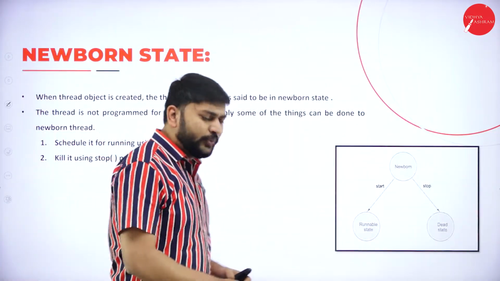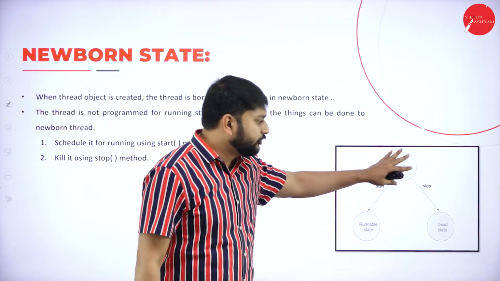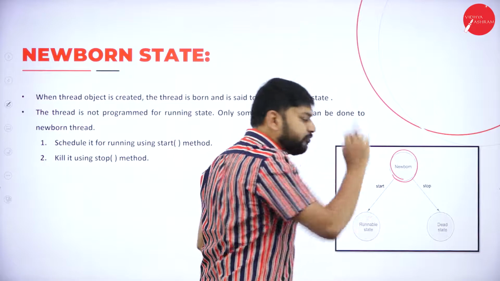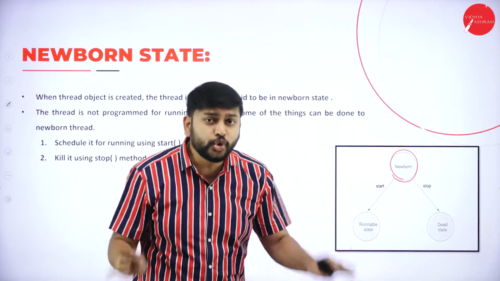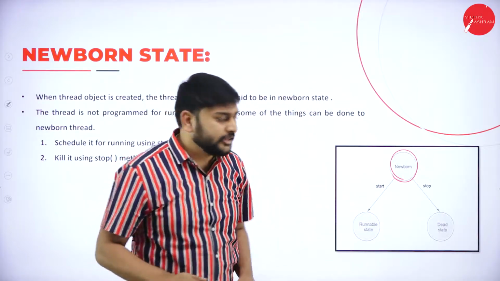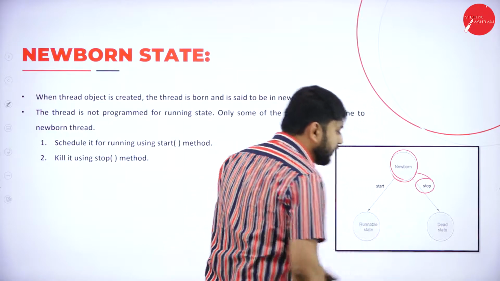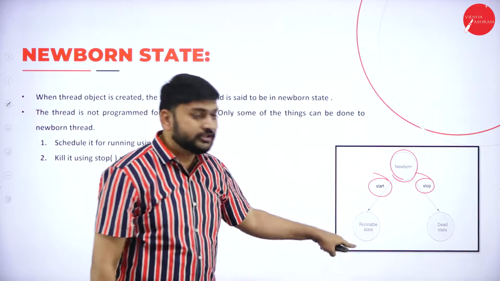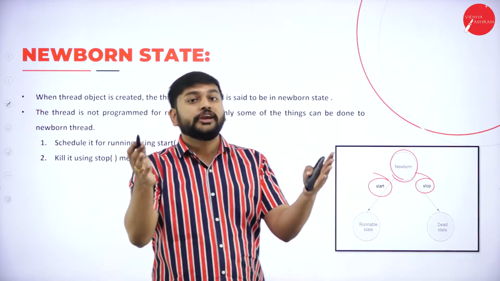Let's take a quick look. As I told you, you have the newborn state. That is the first state. They call it the newborn state. From this state, two possibilities are there. If I call the method stop, it will go directly to the dead state. If I call the method start, it will go to the runnable state. That's what you need to remember.